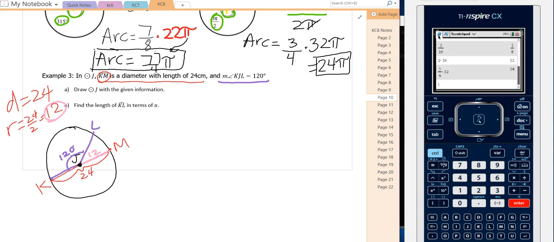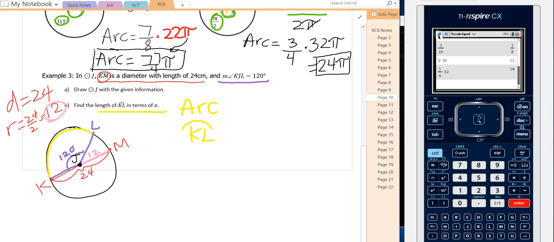So we already did step 1. Draw our circle with all that given information. We have our diameter, we found our radius, even though it didn't ask us yet, and then we did label that angle KJL. Now it says find the length of arc KL. So what we're looking for is our arc of KL. This is what it's asking us for. So we don't know what our arc is, right? So our arc KL is what we are solving for.